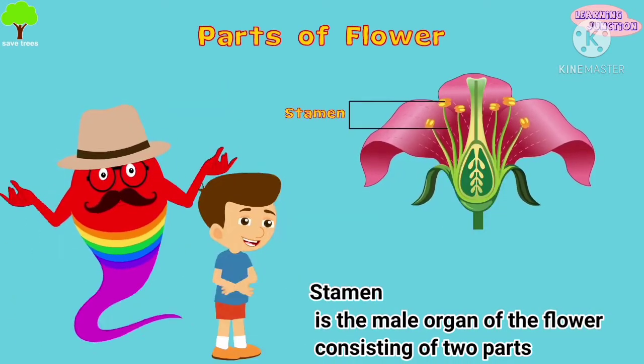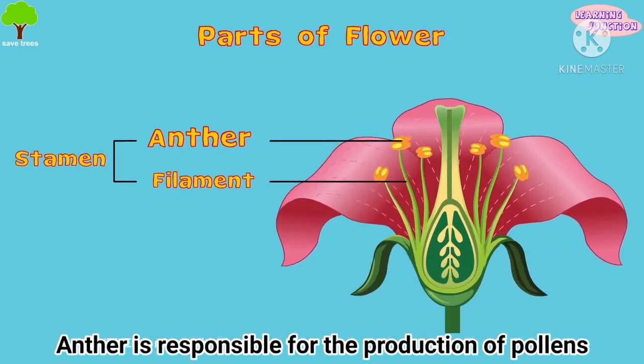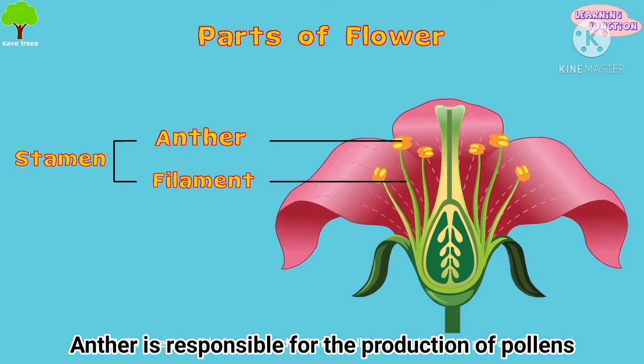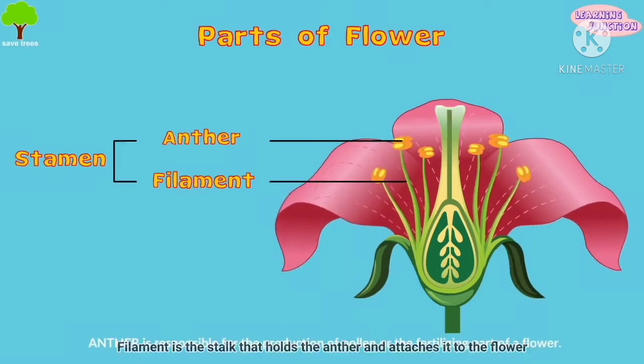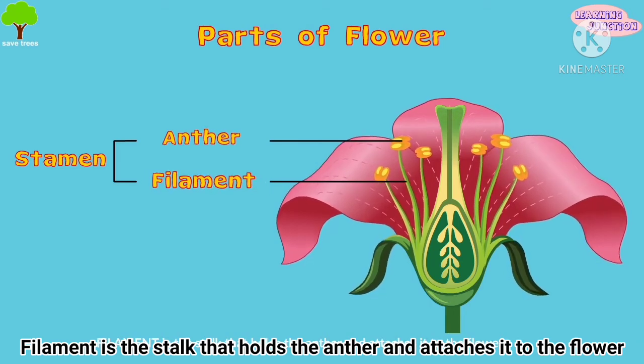Stamen is the male organ of the flower consisting of two parts. Anther is responsible for the production of pollens or the fertilizing part of a flower. Filament is the stalk that holds the anther and attaches it to the flower.